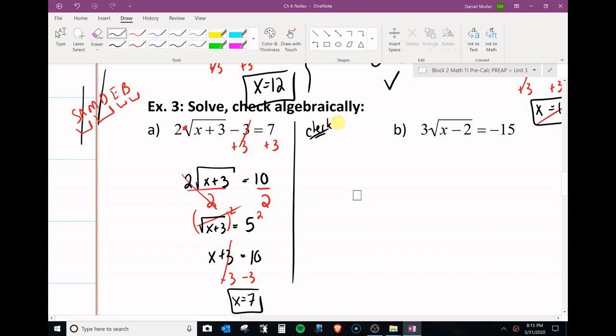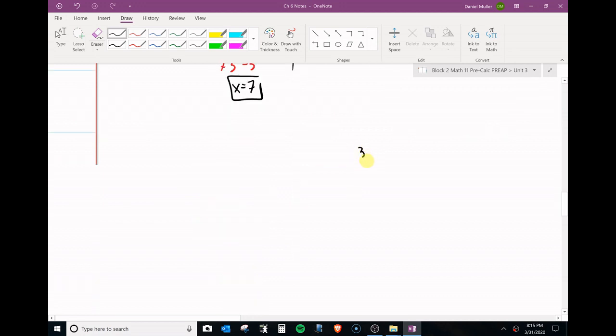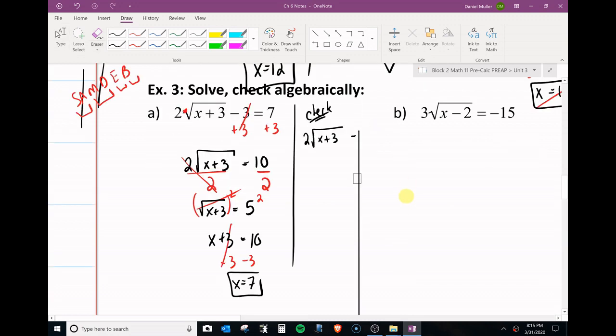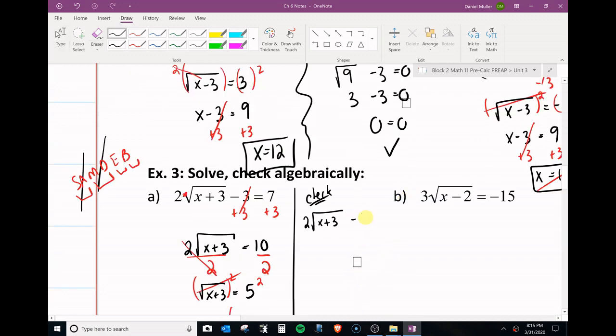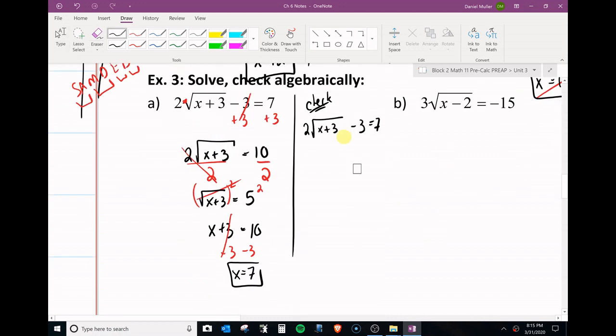So let's put this back into the original equation. So I've got 2 square root of x plus 3, and then subtract 3. Whoops, subtract 3, and that should equal 7. I do not have an x plus 3. I have my 7 plus 3. So hopefully this works here. 7 plus 3. Yeah, that's what I had, right? Oh, you know what? That's actually not correct. You're going to have to completely ignore that.